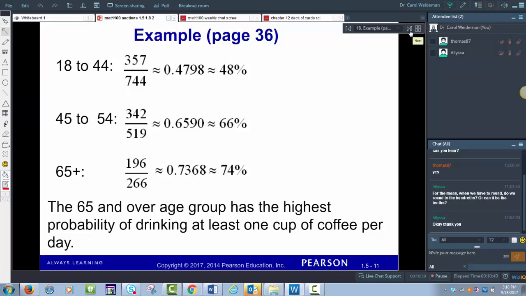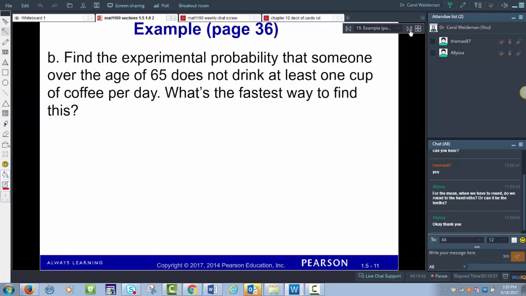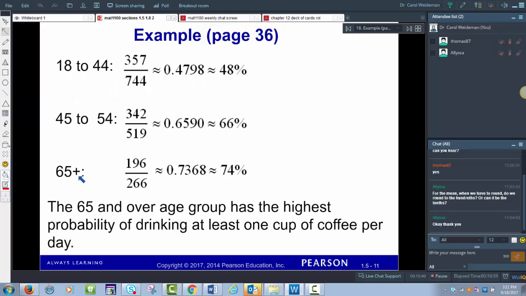And then one other question off of this table, actually 2 more. Find the experimental probability someone over 65 does not drink at least 1 cup. What's the fastest way to find this? Let's go back for a second. The probability of somebody 65 or older drinking at least 1 cup was 74%.